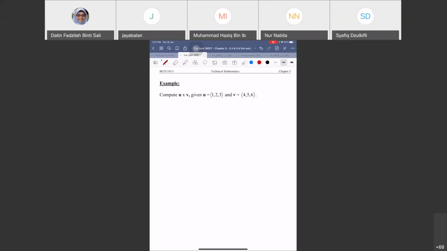So when you want to find its cross product, you do u cross v. Again the setup: the first row is your unit vectors i, j, k. The second row will be the components for u, which is 1, 2, 3. And then the last row will be the components for vector v, which in this case is 4, 5, 6.